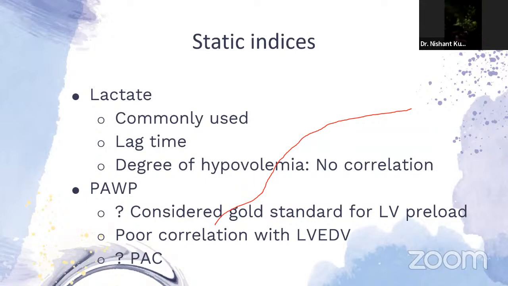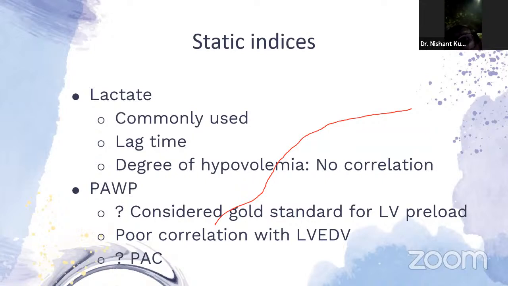Okay. The other one is pulmonary artery wedge pressure. Now, this is considered gold standard for left ventricular preload. But yes, again, we are not actually measuring the left ventricle. What we are measuring is the pulmonary artery pressures. So that means that if there's any pathology in the lungs, there's any pathology of the left side of the heart, the pulmonary artery wedge pressure provides a very poor correlation with the left ventricular end-diastolic volume or the volume status of the left ventricle.